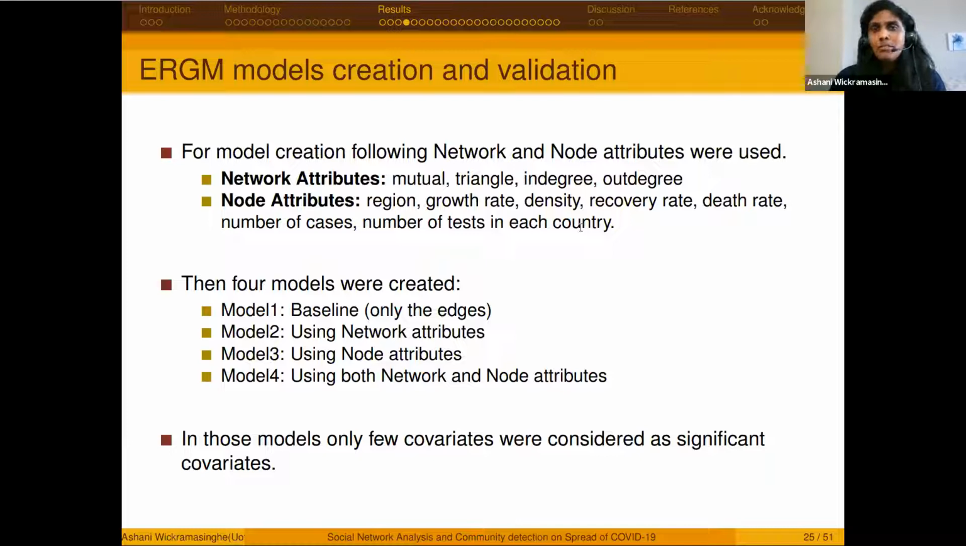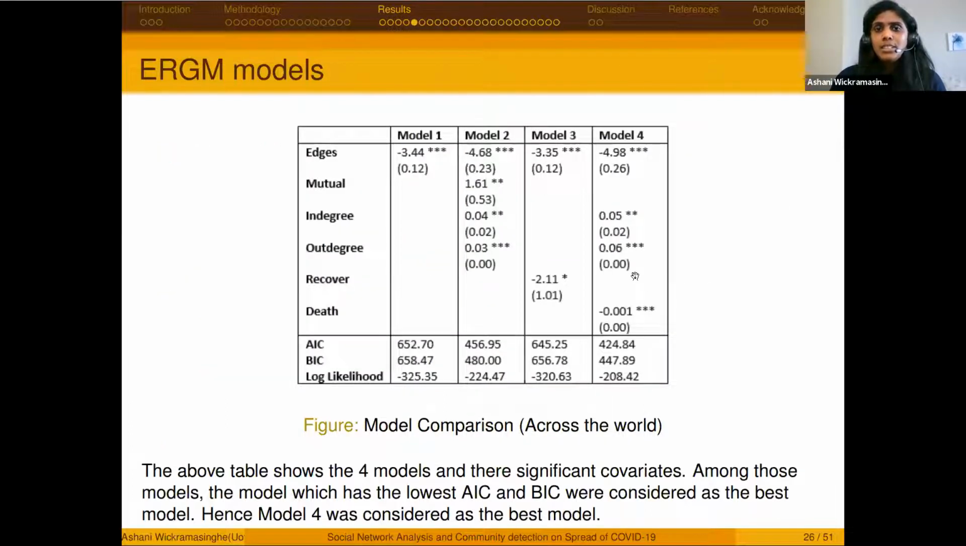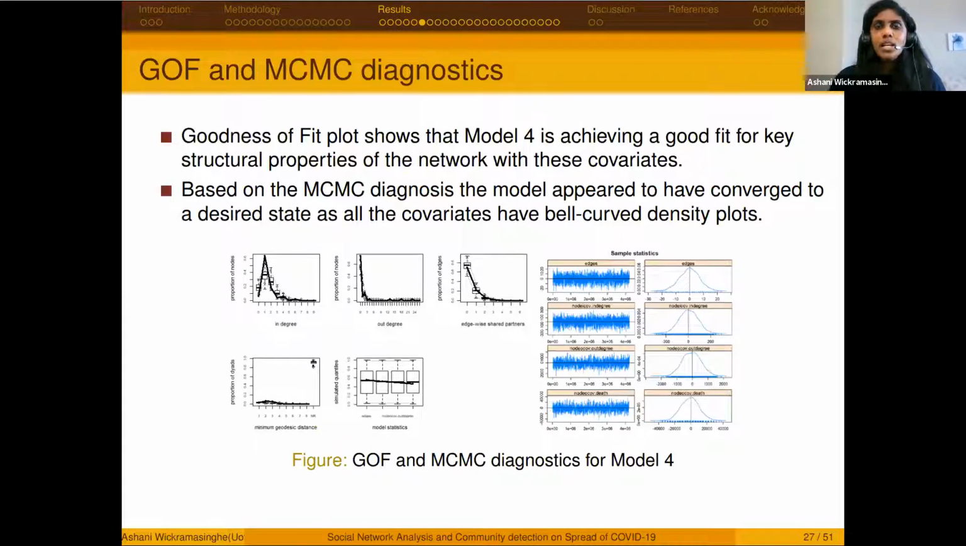Once we developed the models, we found that only a few covariates are significant. So here you can see those remaining significant covariates of all 4 models. Based on this table, model 4 has the lowest AIC and BIC values, so it is considered as the best model. In this figure, you can see the goodness of fit plot for model 4, and it shows a good fit for key structural properties of the network. MCMC diagnostics also show bell-curved density plots, and it indicates the model has converged to a desired state.